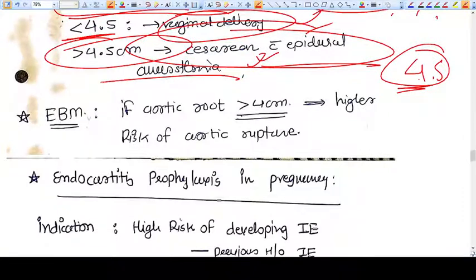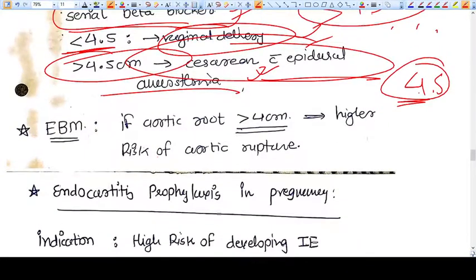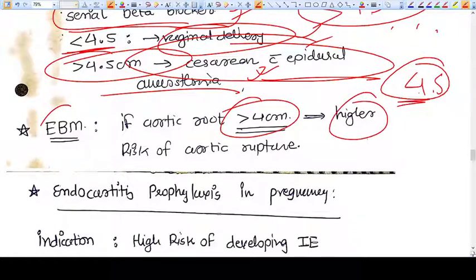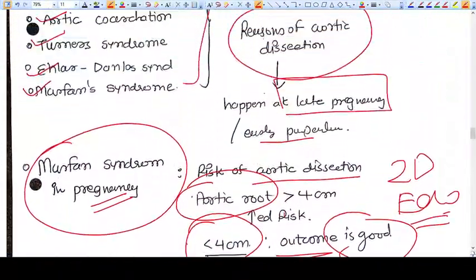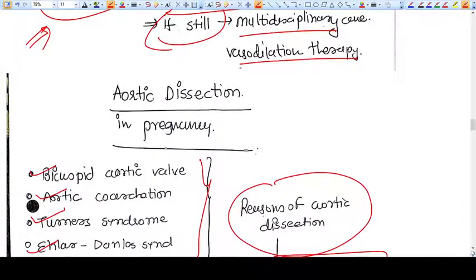Okay, now, what is EBM? If the aortic root is more than 4 centimeters, a higher risk of aortic rupture can happen. In our videos, EBM will always be evidence-based medicine. So this, I think, is enough discussion for a gynecologist about aortic dissection in pregnancy.